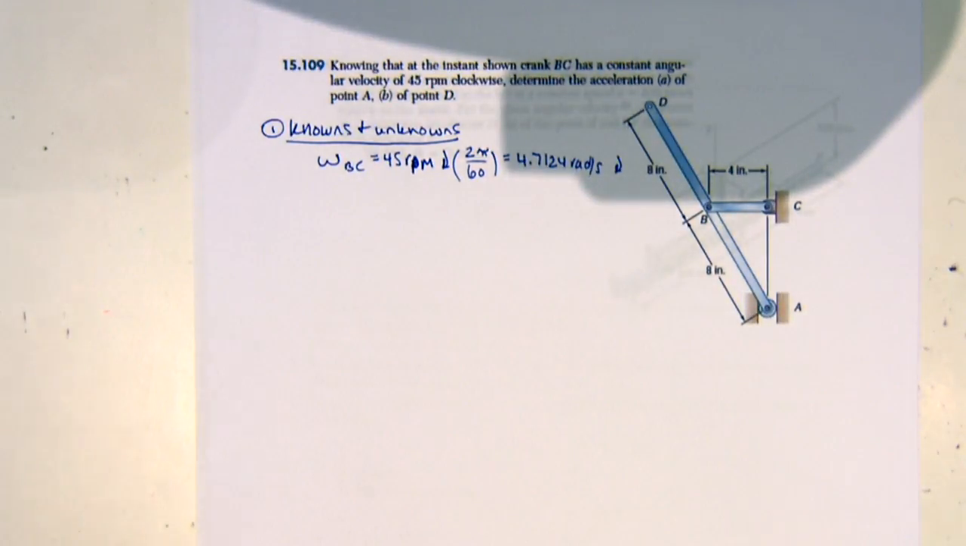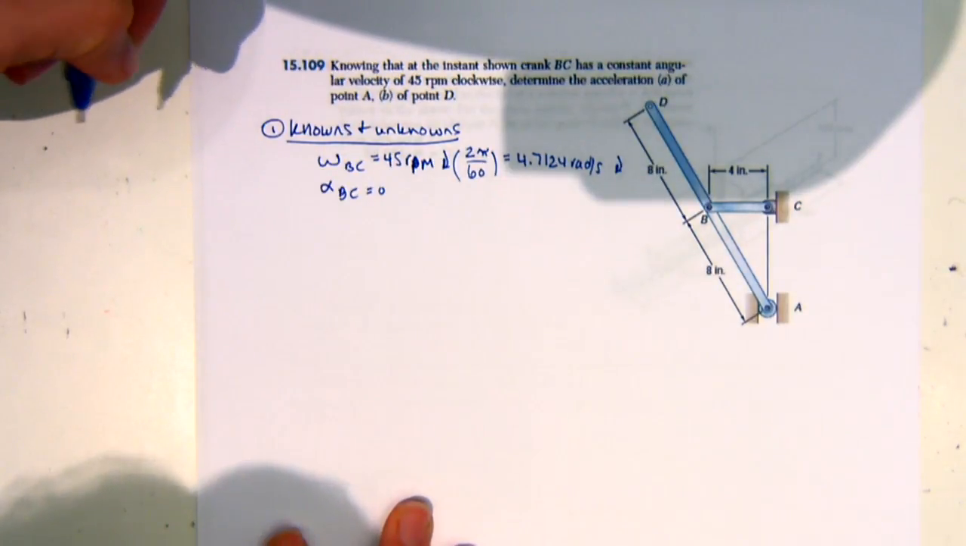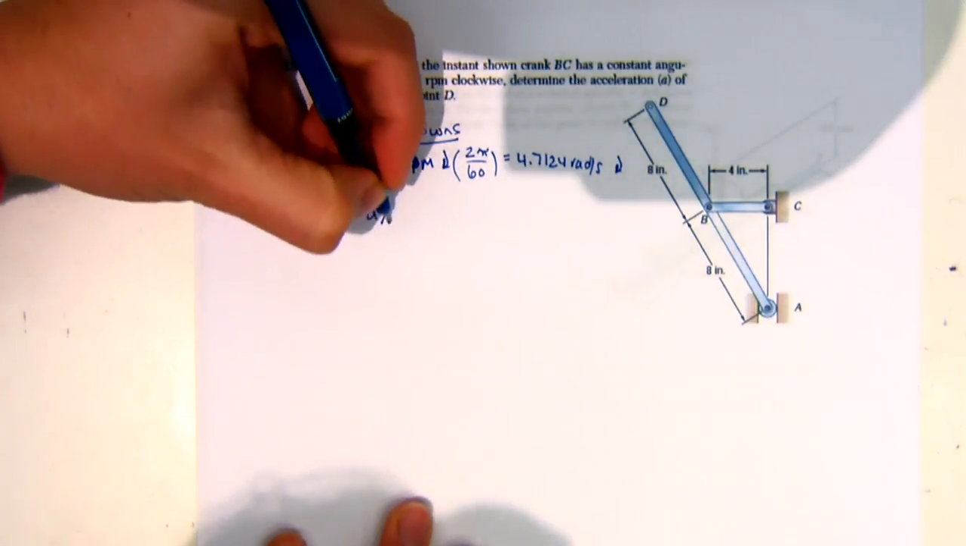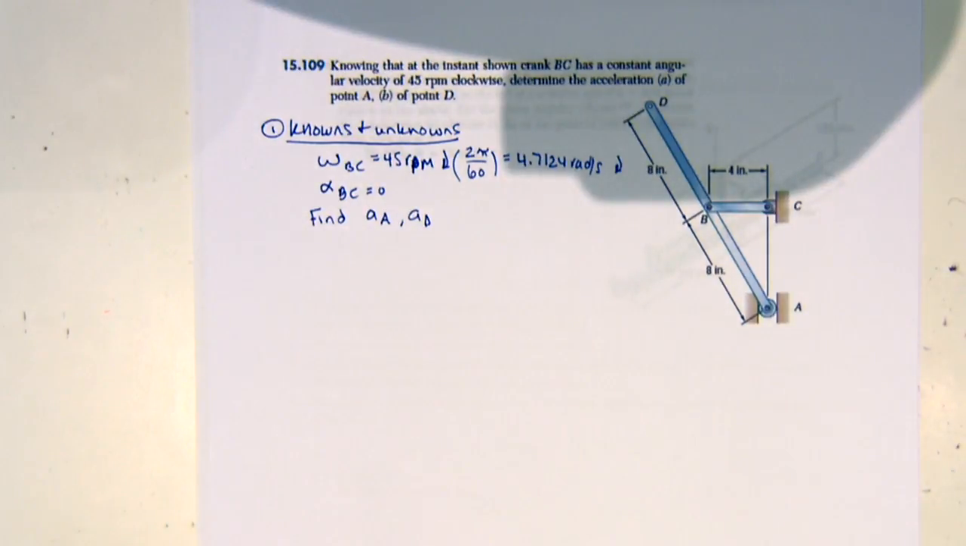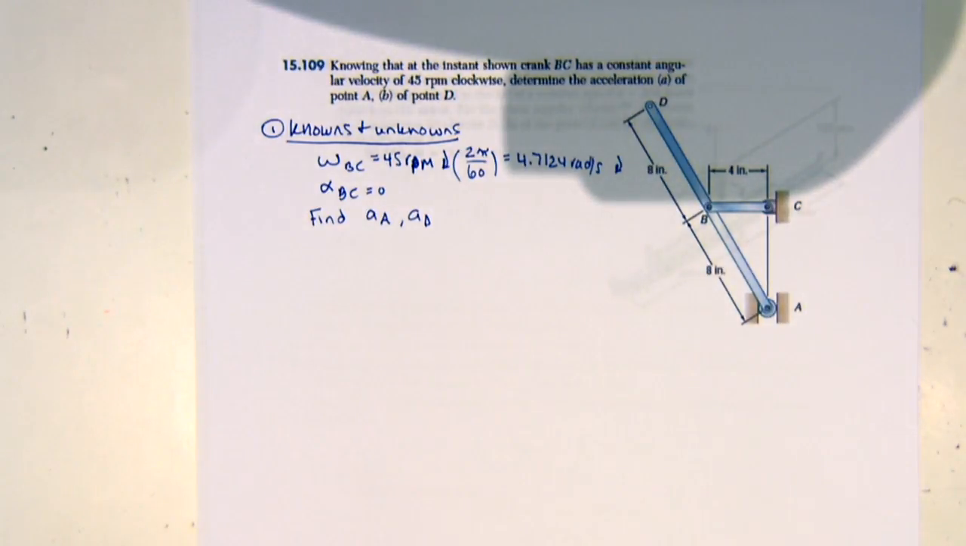So there's my omega. It says that it has a constant angular velocity. So what does that say about alpha? 0, good. So we know that alpha BC is equal to 0. And it says find the acceleration of point A, so find AA, and find the acceleration of point D, so find AD. These are very systematic problems. Whenever I'm given an omega for a particular bar, I always start with that one first. So start with the one that you have the most known values for.